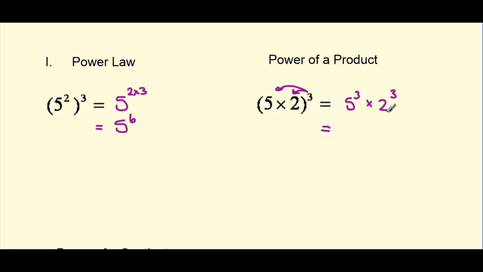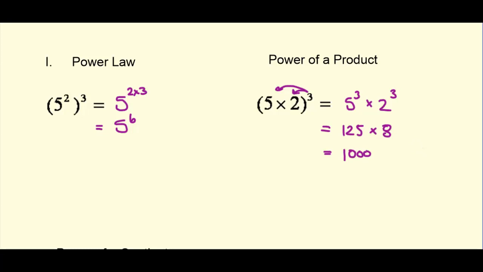Now these two things have different bases. One has base 5, another has base 2. So there's no exponent law that we can use with them. So we would have to solve these separately. 5 cubed is 125, 2 cubed is equal to 8, and 8 times 125 is 1000.